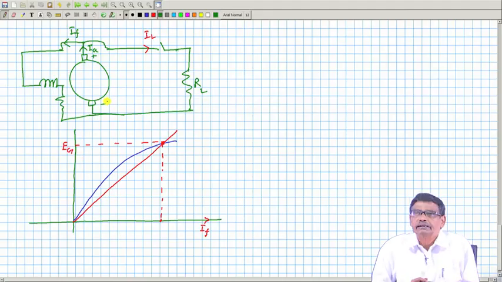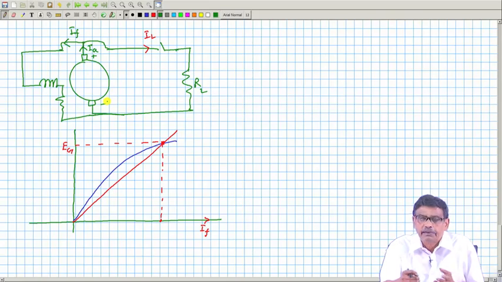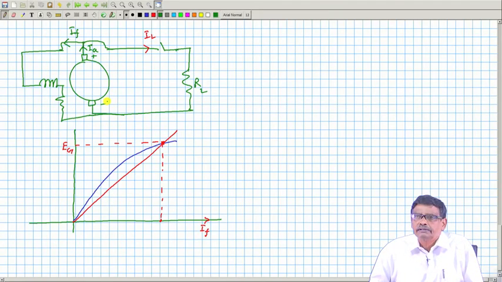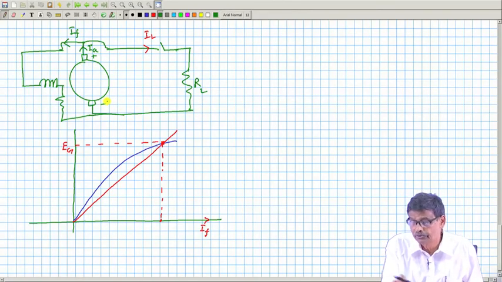Mind you, in case of generator, if you want to reverse the polarity of the induced voltage, E g is equal to k phi n, you can either change field current direction, or supply polarity of a separately excited generator. If you reverse the field current, keeping the direction of rotation same, supply voltage will reverse its polarity. If you reverse both of them, both the direction of field current as well as direction of rotation, polarity of the induced voltage will remain same, because of k phi n. Anyway, these are important things, and you should be very clear about that. So, this is the thing.